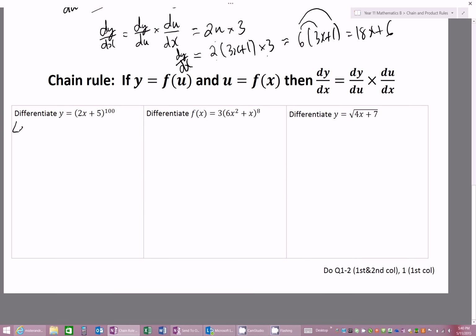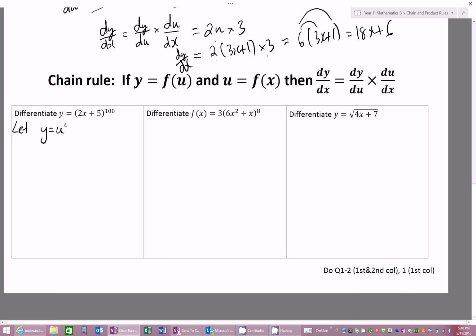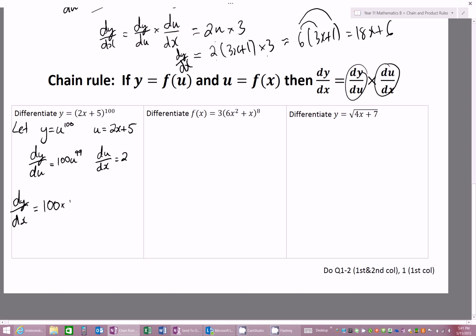I'm going to say let y equal u to the power of 100, where u equals 2x plus 5. I'm going to find the two components I need, dy du and du dx. dy du will be 100 u to the power 99, and du dx will just be 2. Differentiation of 2x is 2, differentiation of a constant is nothing. So the derivative I'm after, dy dx, equals 100 times u to the power 99 times 2.